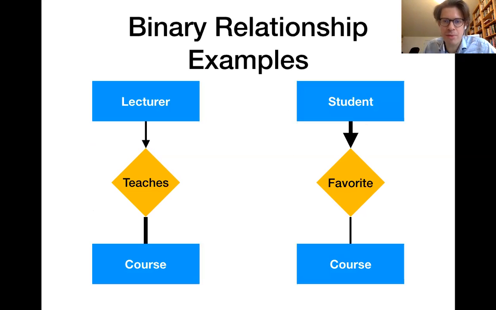So this is an example here. For instance, on the right-hand side of the slide, we have the example that students have one favorite course, and here you see the combination of a participation constraint and an at most one constraint, because here we have a thick line and an arrow, meaning that each student is linked to exactly one course that is the favorite of the student. So this is how far we got last time.